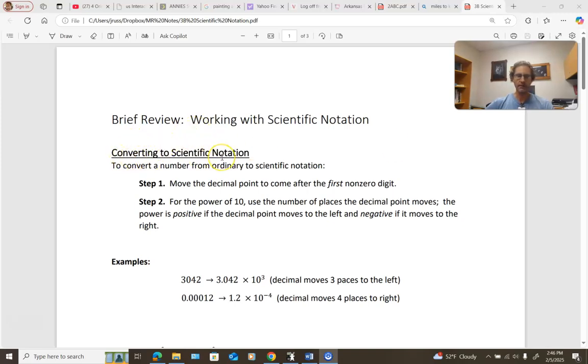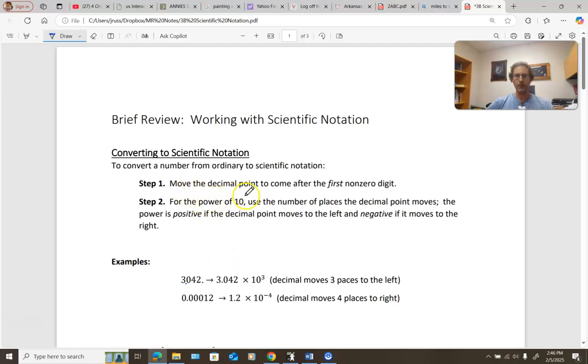It says converting to scientific notation. So when you're going from an ordinary number to a number expressed in scientific notation, you're going to move the decimal point to come after the first non-zero digit. Like in this example here, the decimal point is understood to be at the very end, so I would have to move it such that it's behind the 3, okay? So we end up with 3.042, because remember, we want this first number here to be between 1 and 10.